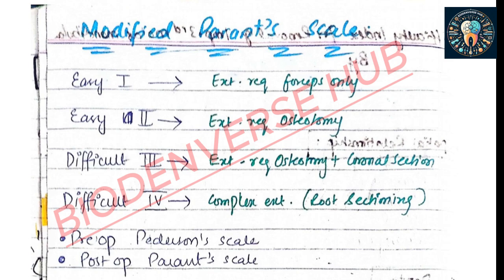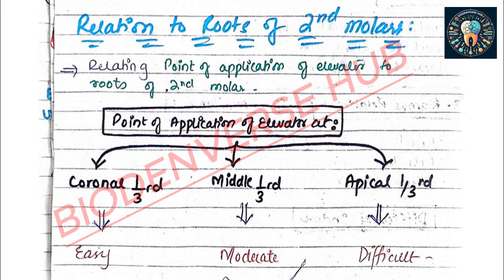After that, we will be studying the relation of the roots to that of the second molar. First of all, relating the point of application of the elevator to the roots of the second molar. So if the point of application of the elevator is at the coronal 1/3, it will indicate that it will be an easy impaction. After that, if the point of application of the elevator is at the middle third, it will indicate easy to moderate. And after that, if the point of application of the elevator is at the apical 1/3, it is the most difficult of all.